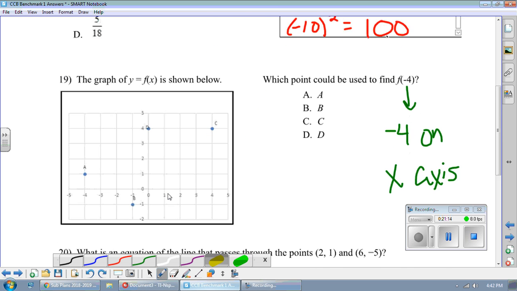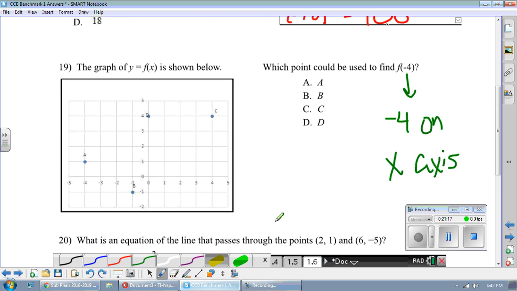19. The graph of y equals f of x is shown below. Which point could be used to find f of negative 4? The f of negative 4 means you're looking for negative 4 on the x-axis. So on the x-axis, I'm going to find negative 4, and I'm going to look for a point that lies on this line. The only point that's on that green line is A.